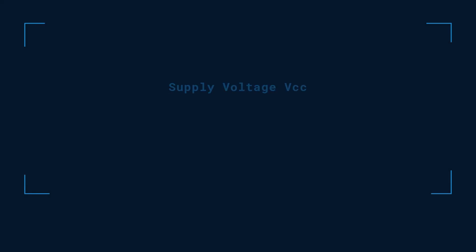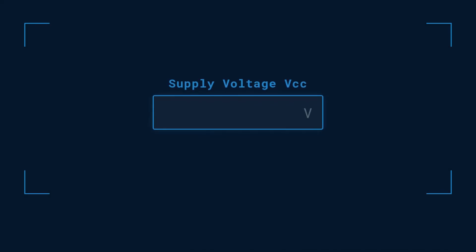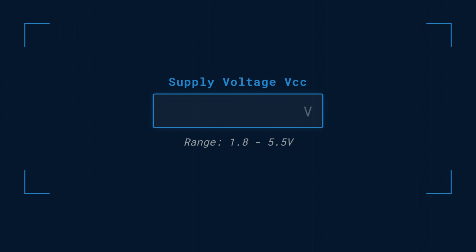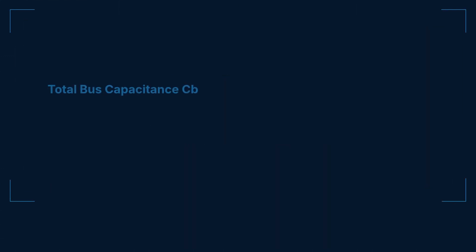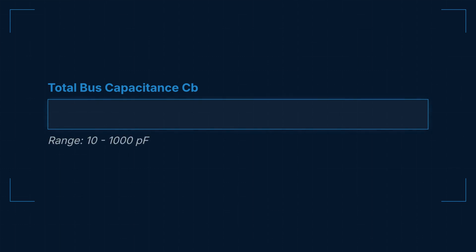Next, enter your supply voltage VCC in volts. The valid range is 1.8 to 5.5 volts. I'll use 3.3 volts. Then input your total bus capacitance, CB, in picofarads, which can range from 10 to 1000.